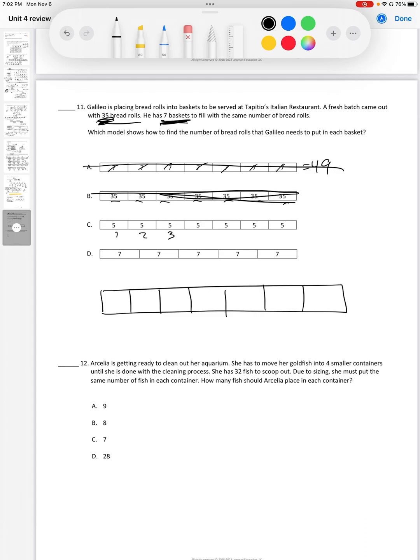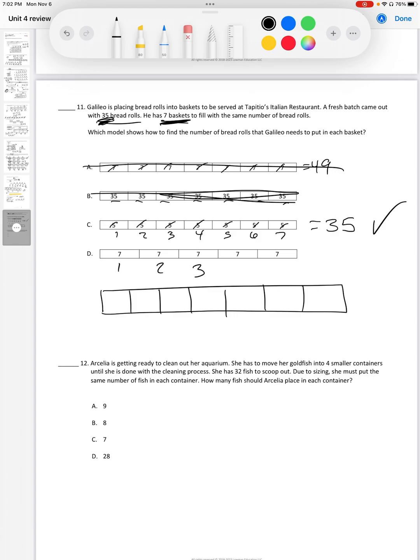I see 1, 2, 3, 4, 5, 6, 7 groups. 5 in each group. Let's see what that totals to. 5, 10, 15, 20, 25, 30, 35. So here I have 7 groups, 5 in each group with a total of 35 bread rolls. That's perfect. Let's look at D.